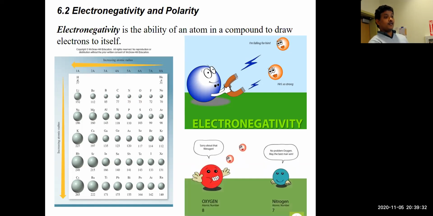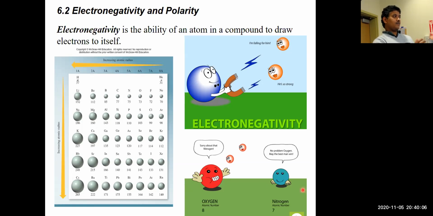So I have another joke for you here. If oxygen and nitrogen are competing for the same electrons, oxygen has the edge because oxygen has the higher ability to attract electrons towards itself, because the oxygen atom is smaller in radius. So the nucleus has higher control over valence electrons and can create stronger attractions for the new electrons that are joining the valence electron shell. So oxygen is snatching these electrons compared to nitrogen.